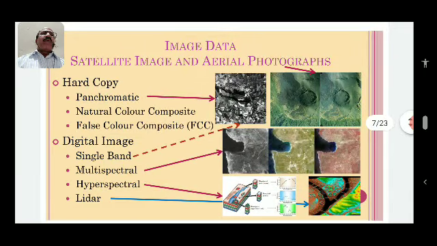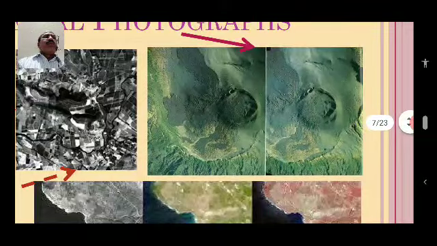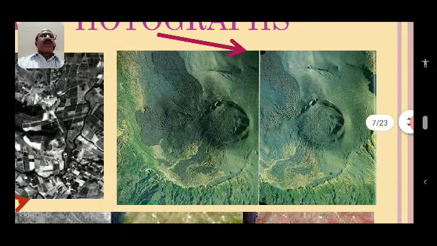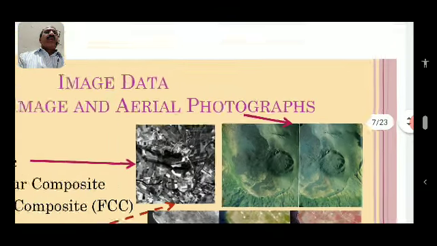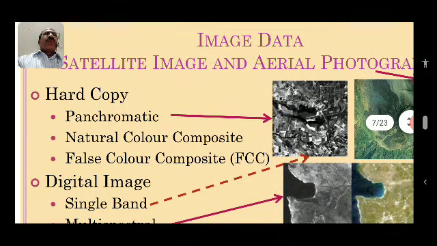Then besides that, we have image data. The satellite images we use extensively. So we have satellite images as well as aerial photographs. Aerial photographs have the capability to show the third dimension. We use a mirror stereoscope and get the third dimension. We can measure the elevation by using a parallax bar. So aerial photographs are very much important in geographic studies.